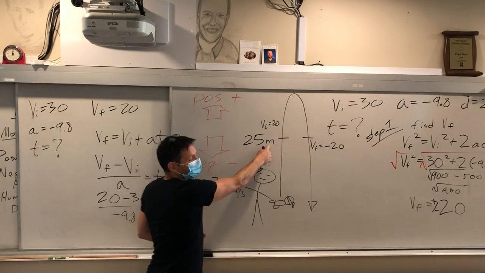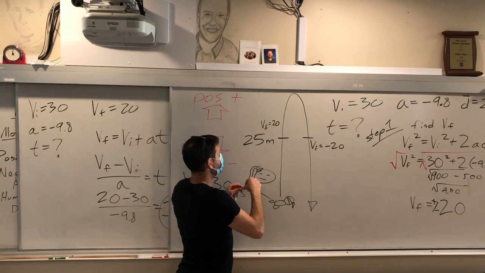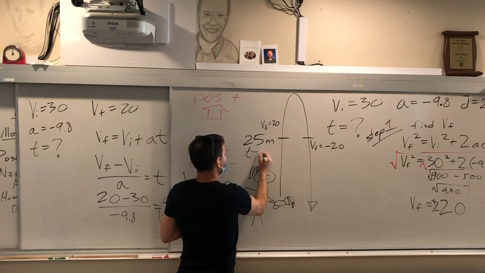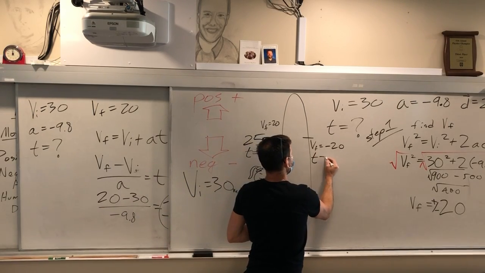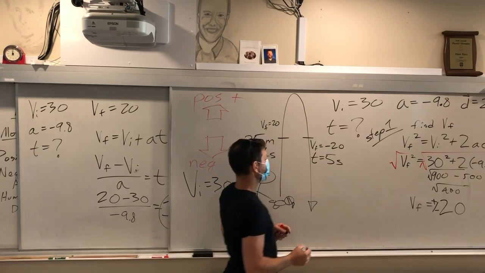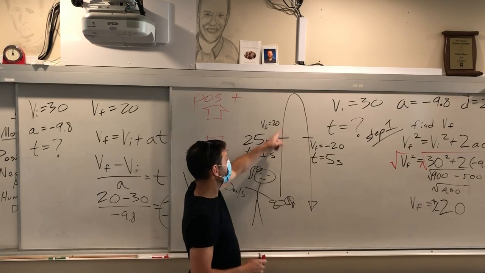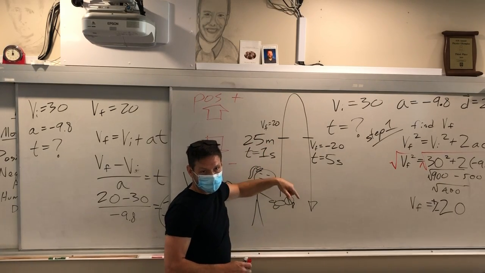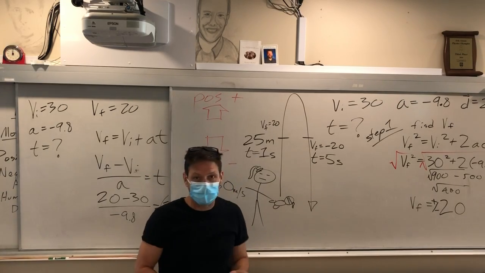Which time is this place? The 1 second or the 5 seconds? Good, so this is going to be T equals 1 second, and over here, this is going to be 5 seconds after the toss. So in between, this thing probably goes quite a ways, right? Because it's going to be up there 4 seconds above 25. Okay, that's it.